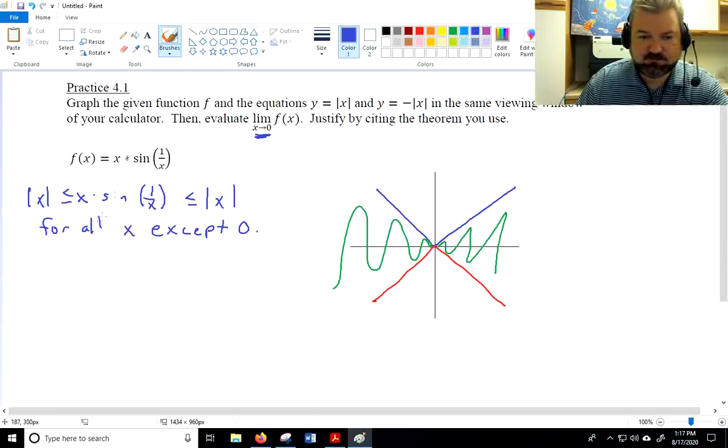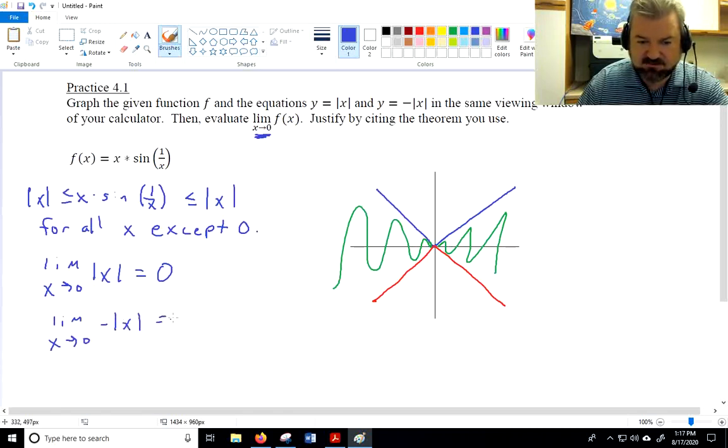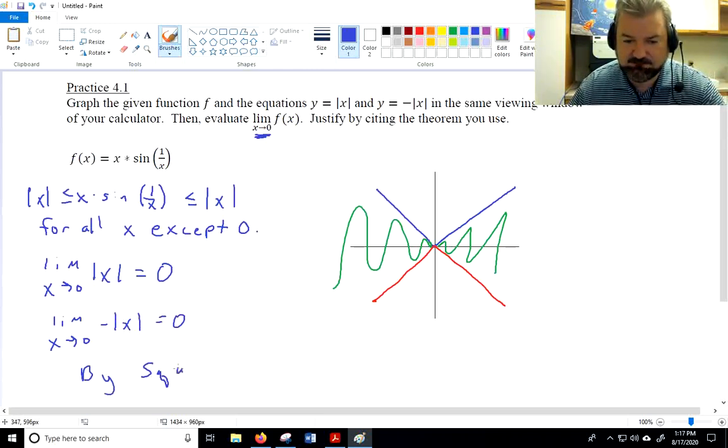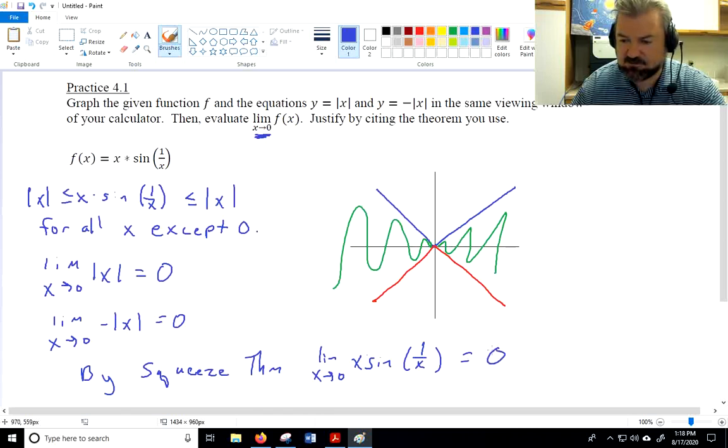All right. So we know that. Now we got to find the limit as x approaches 0 of the absolute value of x. Well, that is clearly 0. You can see that in the graph. And the limit as x approaches 0 of negative the absolute value of x is also 0. So I'm going to conclude by the squeeze theorem that the limit as x approaches 0 of x sine of 1 over x must equal 0.